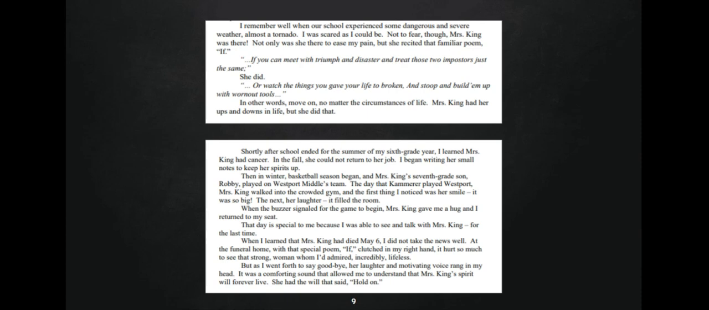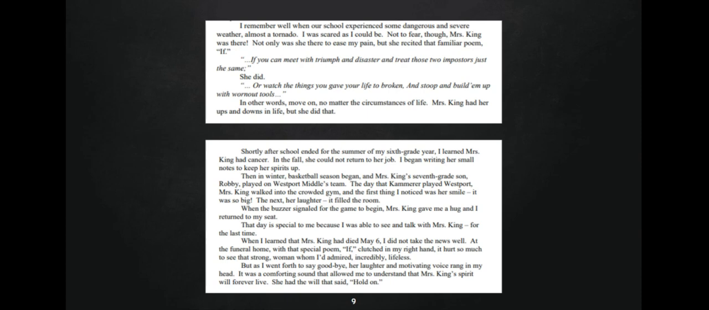I remember well when our school experienced some dangerous and severe weather, almost a tornado. I was scared as I could be. Not to fear, though. Mrs. King was there. Not only was she there to ease my pain, but she recited that familiar poem, If. If you can meet with triumph and disaster and treat those two impostors just the same. She did. Or watch the things you gave your life to broken and stoop and build 'em up with worn-out tools. In other words, move on, no matter the circumstances of life. Mrs. King had her ups and downs in life, but she did that.